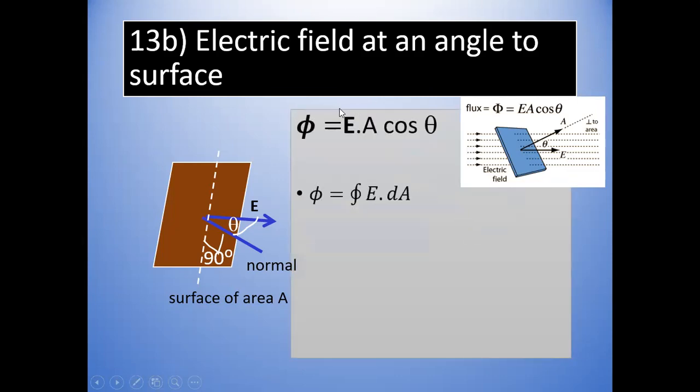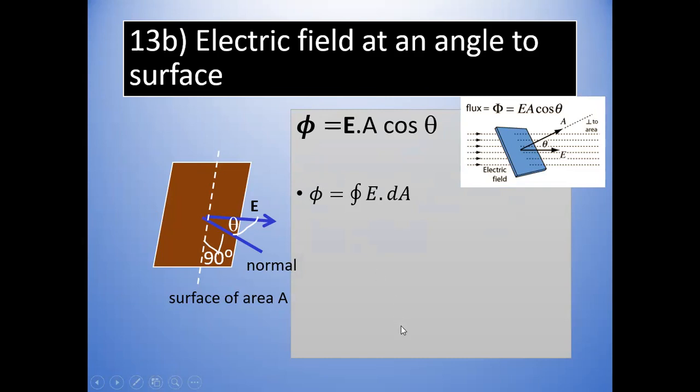Usually, we will represent flux like that. This means a closed surface, E times dA. dA is just a small area, a small area on the surface.